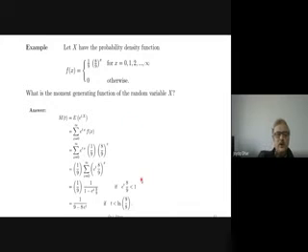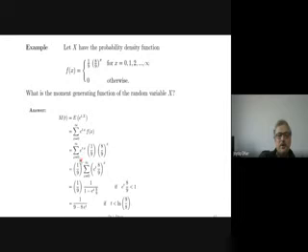This is a discrete probability density function, where a random variable can take the value 0, 1, 2 up to infinity, and otherwise it is 0. In that case, if I calculate the moment generating function, it is the summation of e raised to the power tx into f(x).